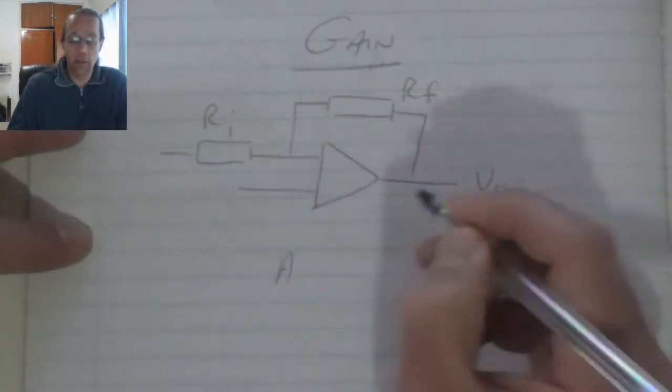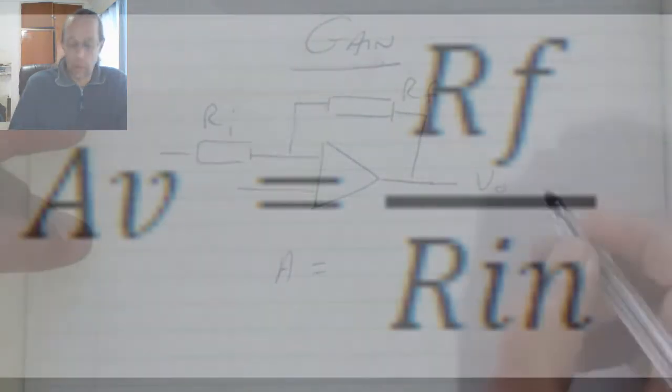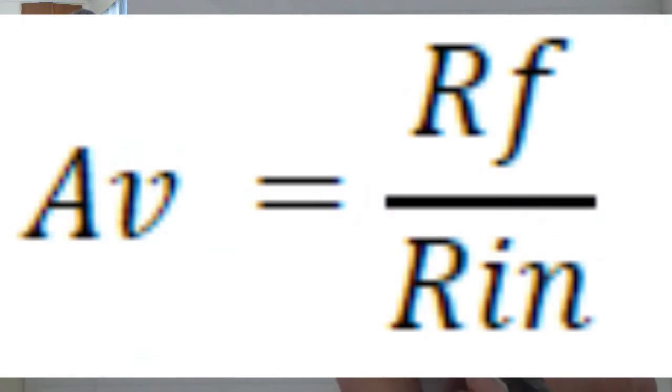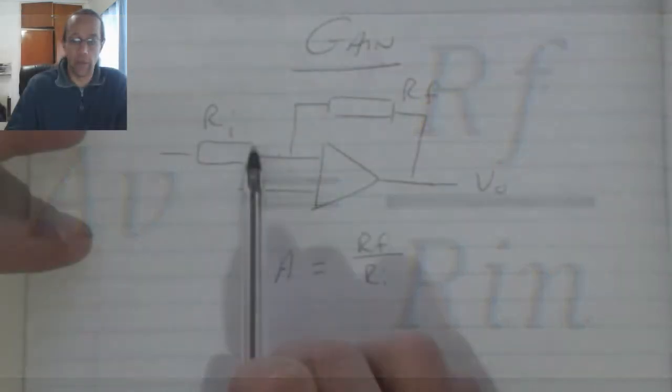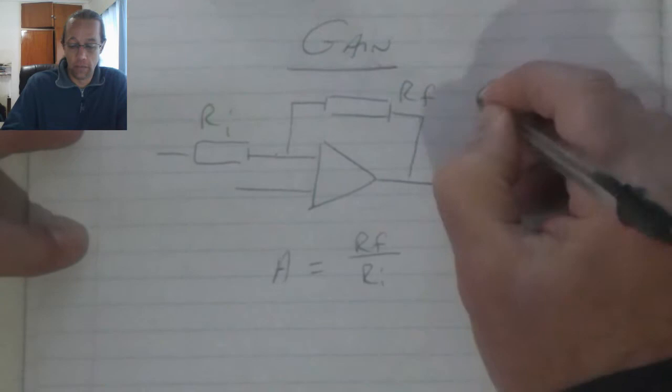And in order to calculate your typical gain for this circuit, we use the formula of RF divided by the input resistance, or that resistance over there. Now, in this circuit, we've got a closed loop.